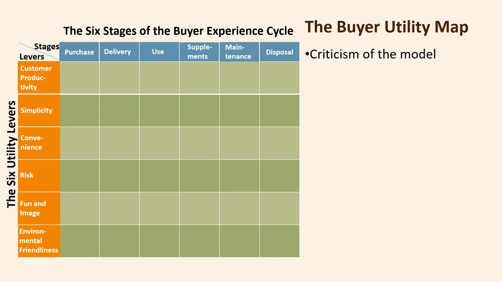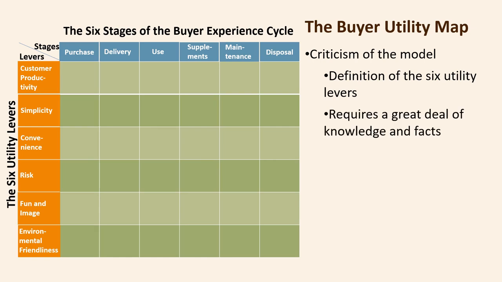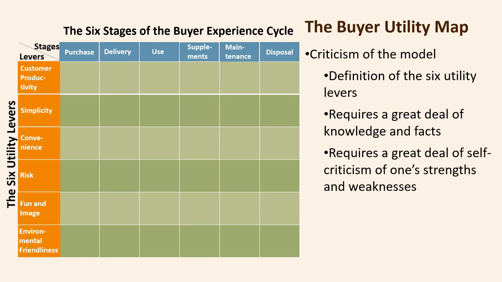Criticism of the model. There is no clear definition of the 6 utility levers. Before using the model, the participants must agree on a standard definition of the terms. The model requires a great deal of knowledge and facts about the competitors in the industry. The model requires a great deal of self-criticism of one's strengths and weaknesses.